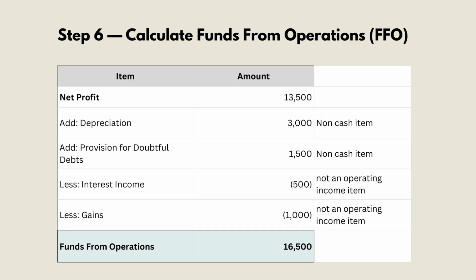So here is the schedule. Net profit, $13,500. To this, we add depreciation of $3,000. We add the provision for doubtful debts of $1,500. We deduct the interest income of $500, and we deduct the gain of $1,000. So our calculation is $13,500 plus $3,000 plus $1,500 minus $500 minus $1,000 equals $16,500. Funds from operations, $16,500. It is a source of funds.